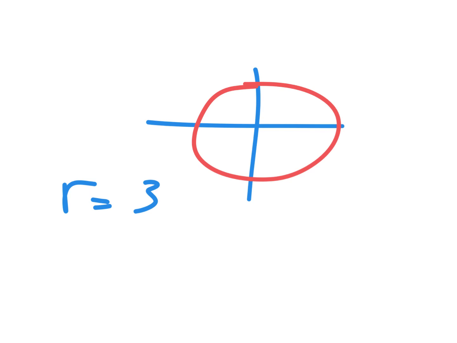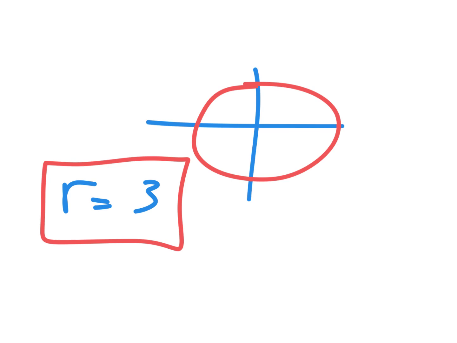Take a second. Think about it. This isn't rectangular because it's got an r in it. Could you replace r with something? Oh, yes, you could. Try it. Try writing me the rectangular equation for that circle with a radius of 3. Pausing while you do that.